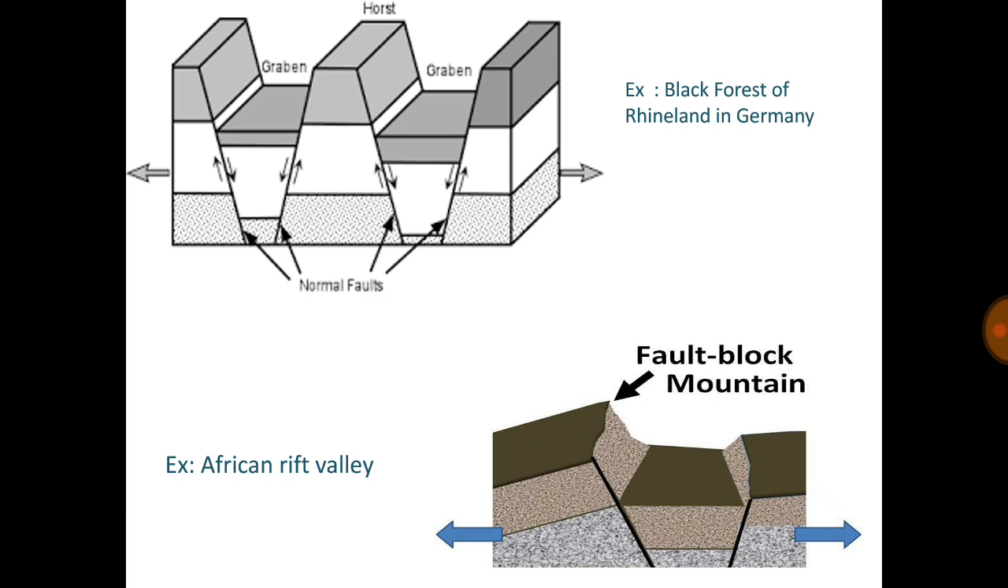The result is a narrow valley because the sides are eroded away, so it will result in a narrow valley. An example of this is the African Rift Valley.